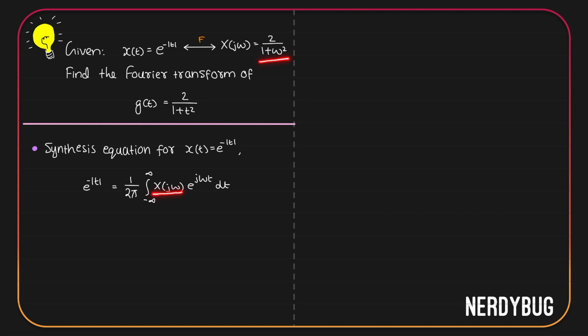Also, X of j omega is 2 by 1 plus omega square. Let us change that. Let's take this 2 pi to the other side. We get 2 pi e raised to minus mod of t is equal to integral from minus infinity to infinity 2 by 1 plus omega square e raised to j omega t dt.